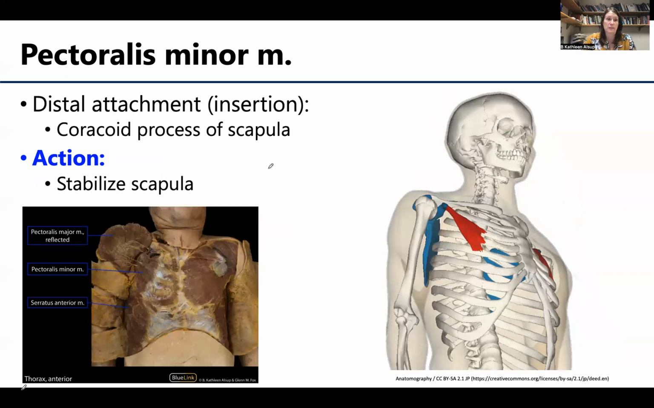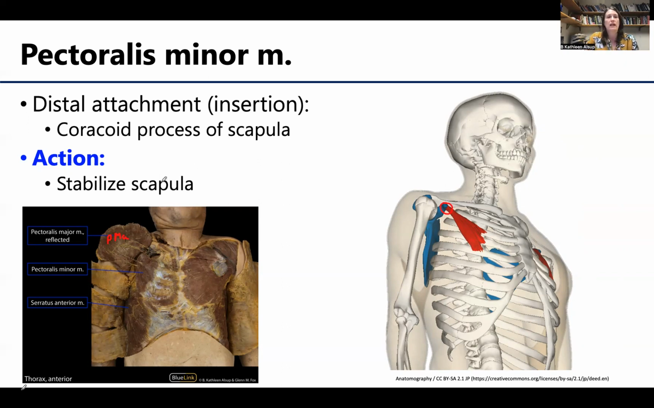Now, deep to the pectoralis major, so if we're looking at this cadaveric image here, here's the pectoralis major that's been reflected. And then deep to that, you will have the pectoralis minor. So anytime you have a major and a minor, the major means it's a larger size than the minor, as you might have guessed. And so this is also going to have its proximal attachment on the axial skeleton, specifically the ribs, and its distal attachment is going to be on the coracoid process of the scapula. So it is not crossing the shoulder joint. It does not have its distal attachment on the humerus, so it will not directly affect the actions of the glenohumeral joint, but indirectly it can.